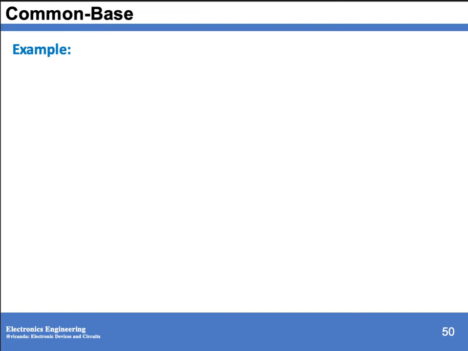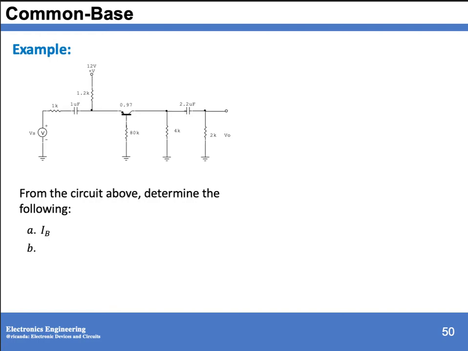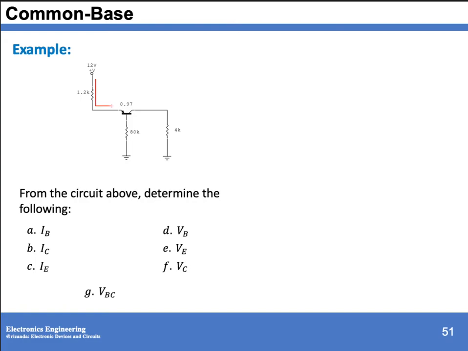And for that, for example, we have this one. We have to solve for the currents as well as the voltages. So during DC analysis, we have your voltage at the emitter, from the emitter terminal with respect to ground, the voltage at the base, that is the voltage across 80K, the voltage at your collector, that is the voltage across 4K or from the collector terminal going to the ground. And we have the voltage VBC.